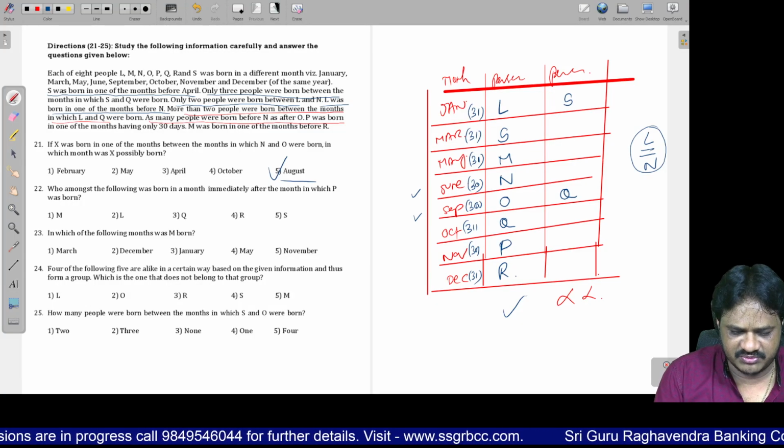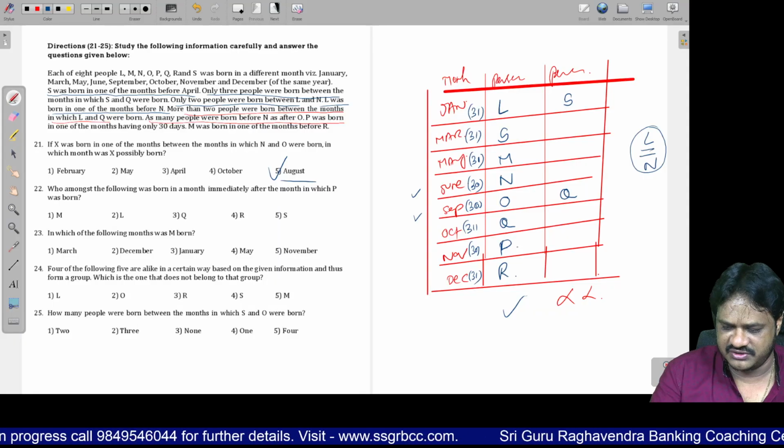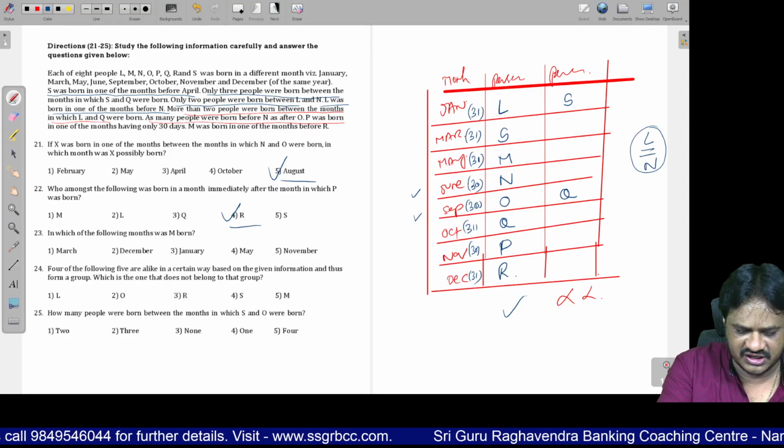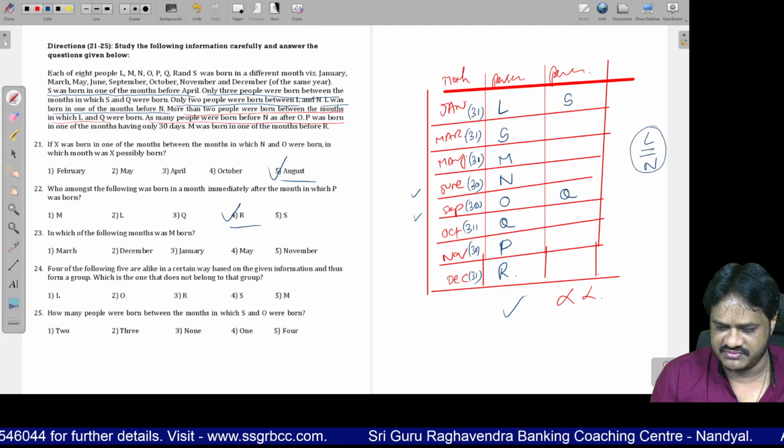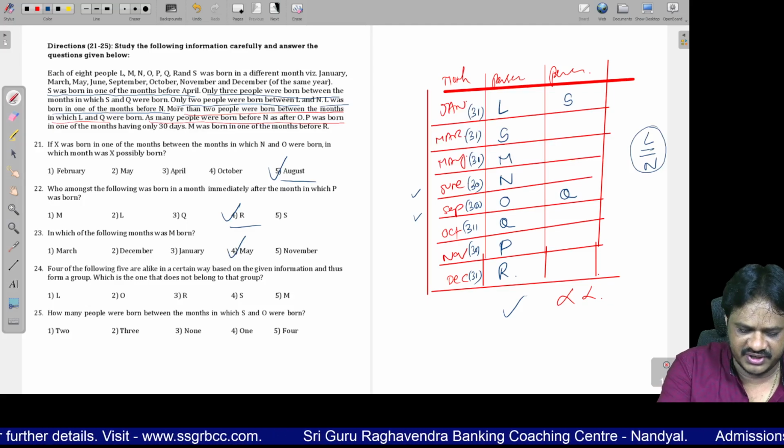Who is born in the month immediately after which P was born? Immediately after P, the person is R. In which month is M born? M is born in May.